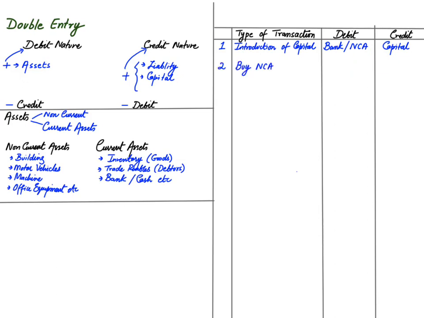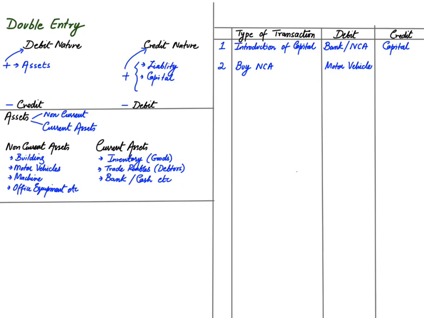Secondly, buy a non-current asset. I have bought, we need a computer for use as a cash register in our business. Now, whenever we need to buy some non-current asset, an asset increases. Maybe we have bought a motor vehicle, for example, or a computer. If we are buying a computer, the computer or equipment account will go debit because an asset is increasing.